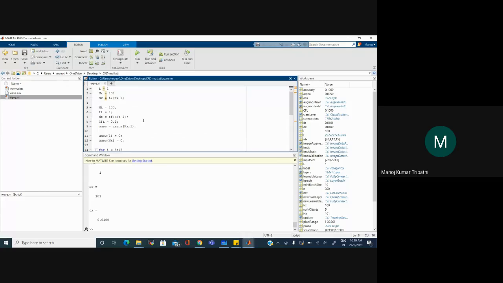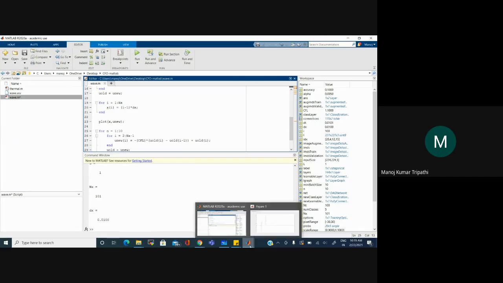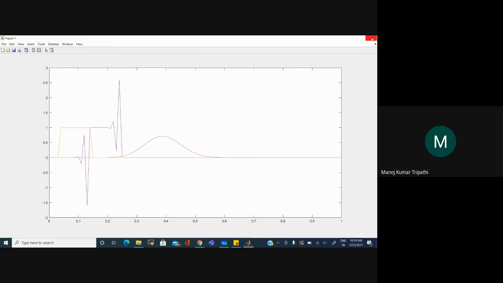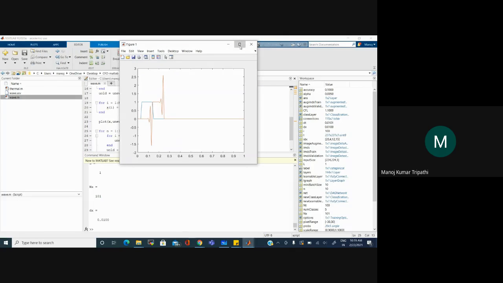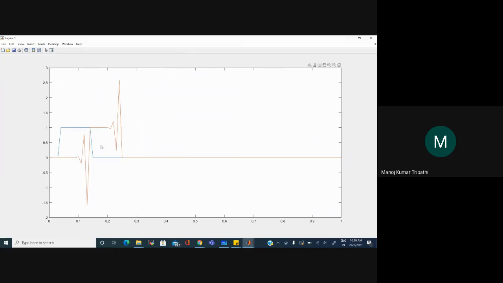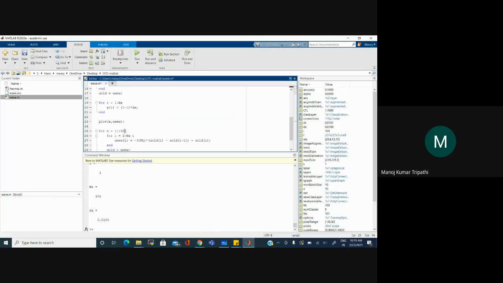Now let me try CFL equal to 1.1. Let's see what an unstable solution looks like. Let us go to a small number of time steps. Run it again. You can see what happened here. Wave height is negative, and here it exceeded 2 or 2.5. So this is not at all physical. If I go to some more time steps, you will see that it blows up after 100 time steps.